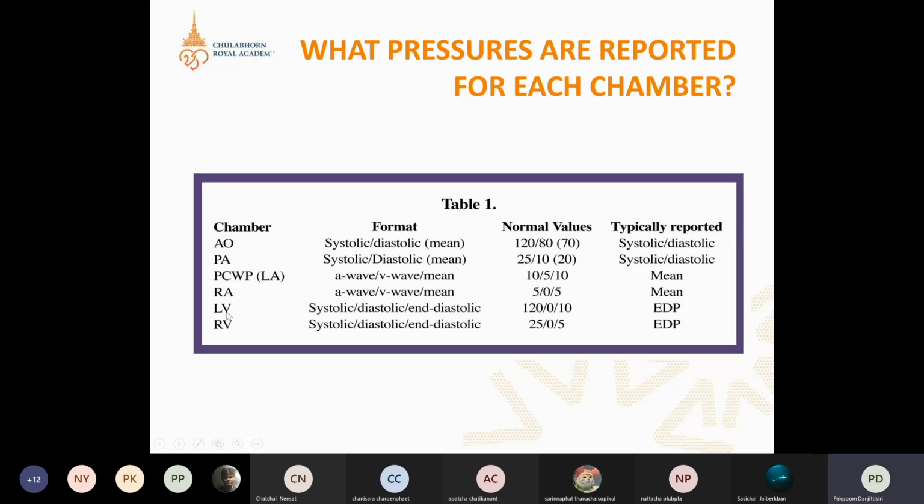Okay, the last one, the left ventricular pressure, will be reported as EDP. Just memorize. You have to be able to memorize all of these reported values after this.